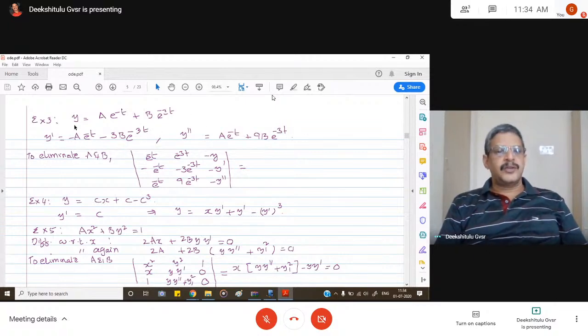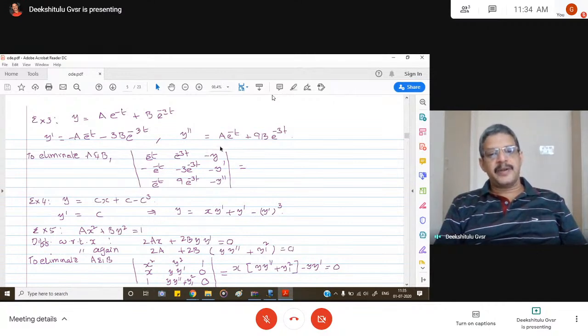To eliminate, use this y dash and y double dash. From these, eliminate a and b, where the coefficients are e power minus t and e power minus 3t. On the other side we have minus y, if you bring it to this side. From the y dash equation we have minus e power minus t as the coefficient of a, the coefficient of b is minus 3 e power minus 3t, and the term independent of a and b is minus y dash. And similarly here, e power minus t, 9 e power minus 3t, and minus y double dash.